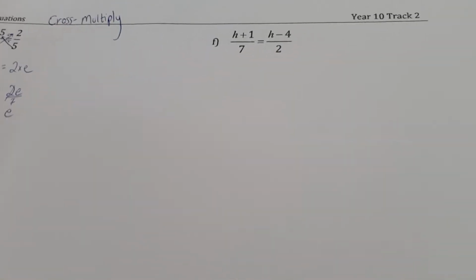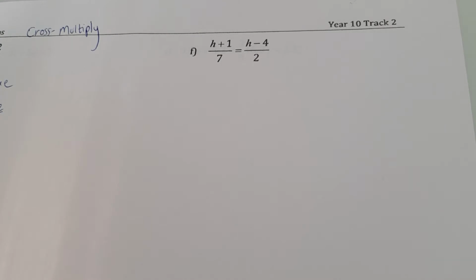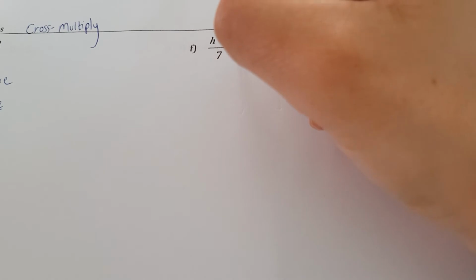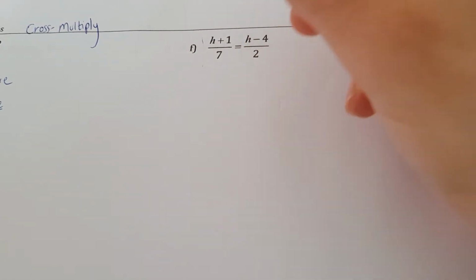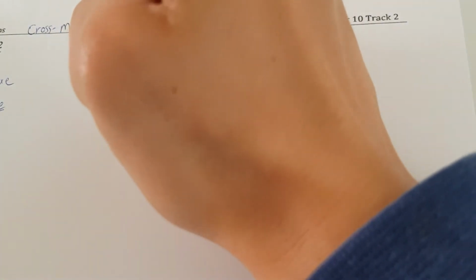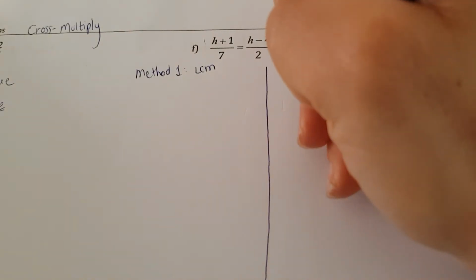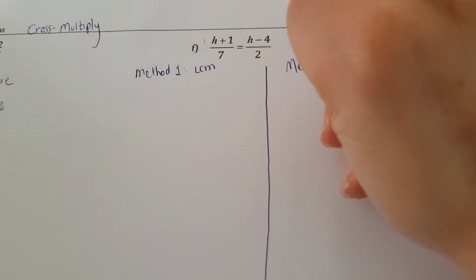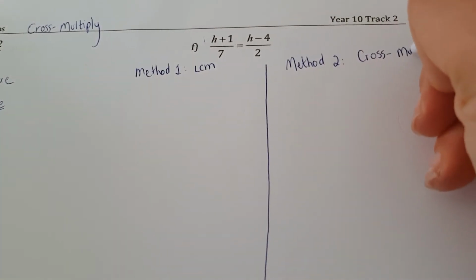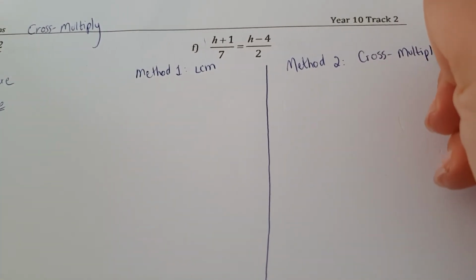Next one, F. F isn't that difficult. I think you can try it out on your own. Here you have just one fraction equals one fraction. I will be doing it in both methods. Method 1, I will use the LCM. Method 2, I will use the cross multiply. Come on, you have 2 minutes. Try it on your own.